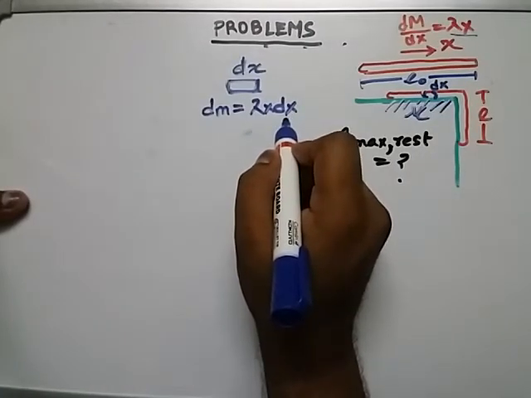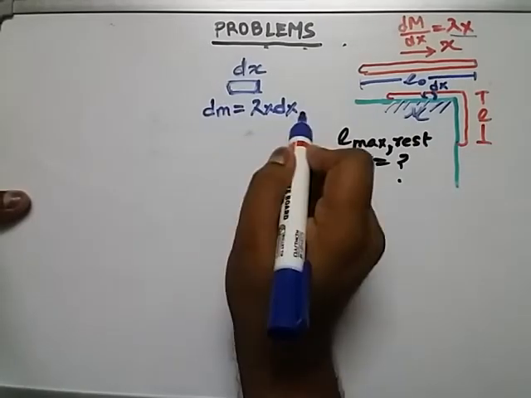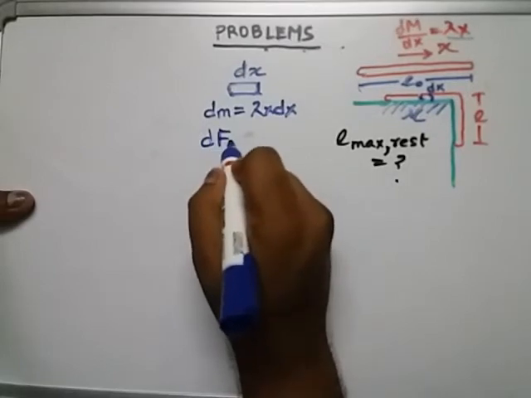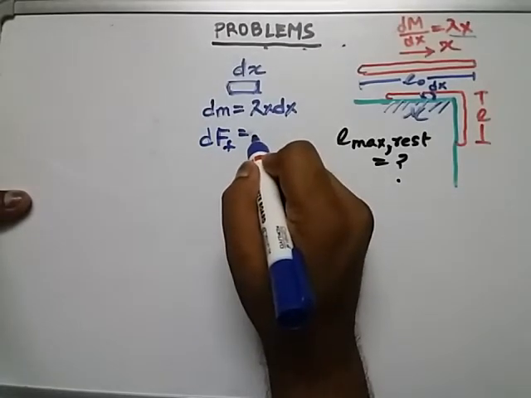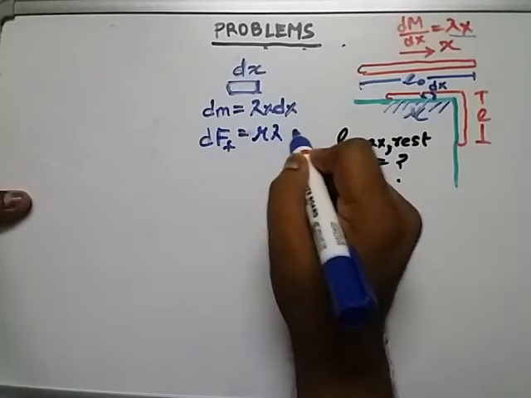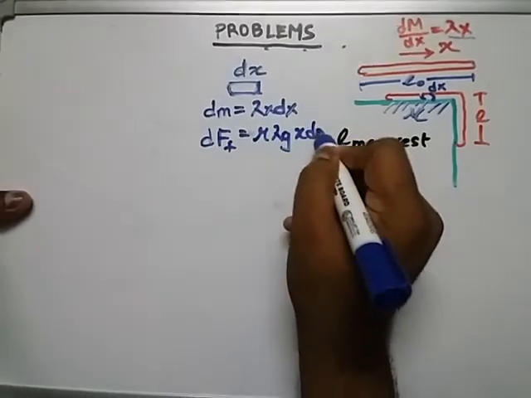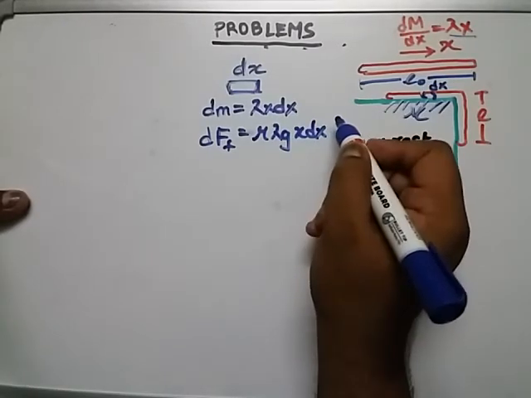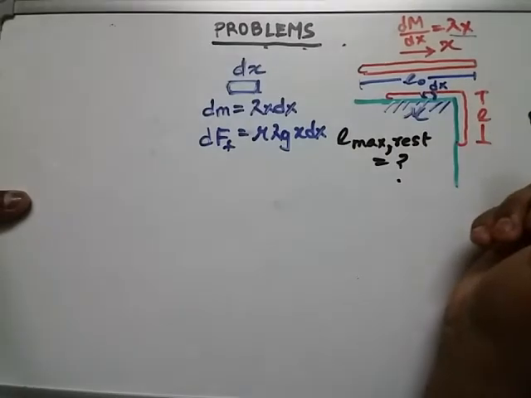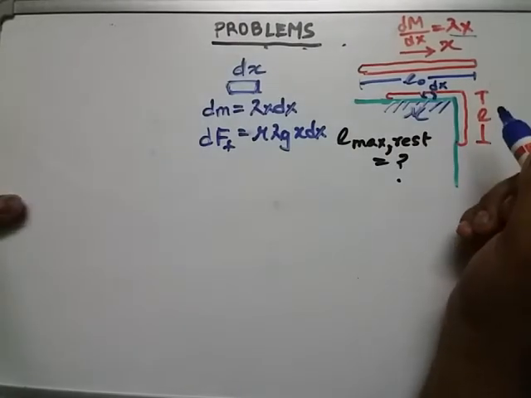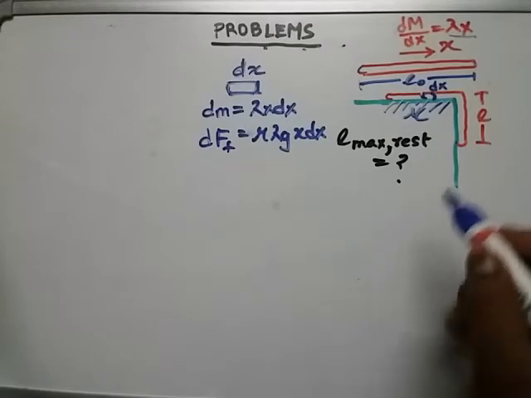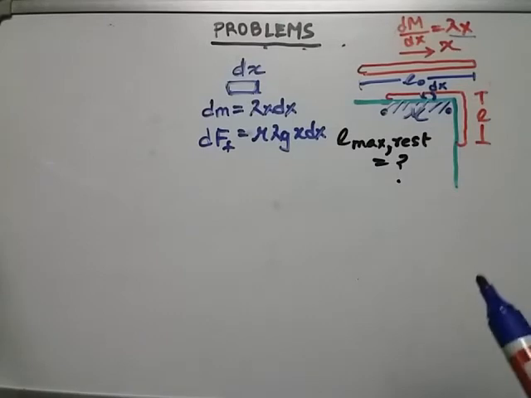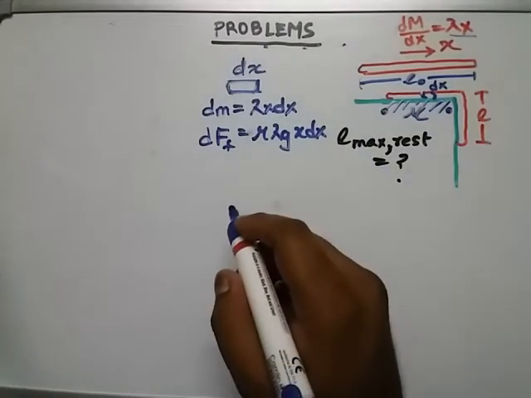Now the frictional force of this mass is given by mu dm g, right? So df friction is given by mu lambda g x dx. Fine. So now what is this length? This length is from x equals 0 to x equals L0 minus L. Fine. So let's integrate and find the total frictional force.